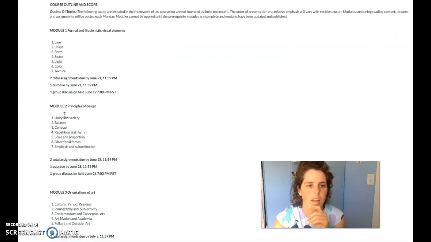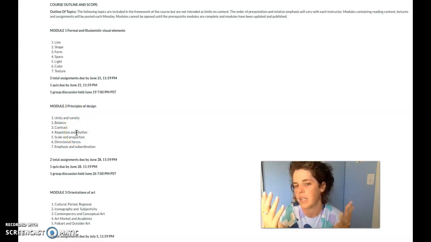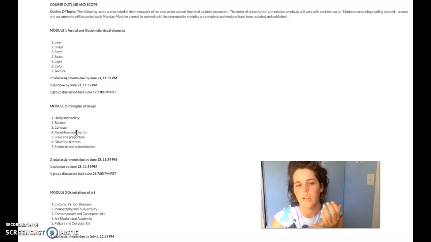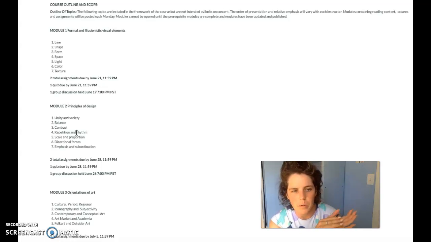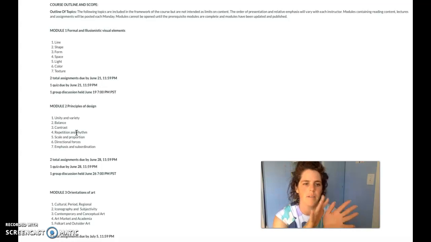And then Module 2 goes over the principles of design. These are ways of evaluating the whole recipe or the whole composition you're looking at. That includes unity and variety, balance, contrast, repetition and rhythm, scale and proportion, directional forces, emphasis and subordination.